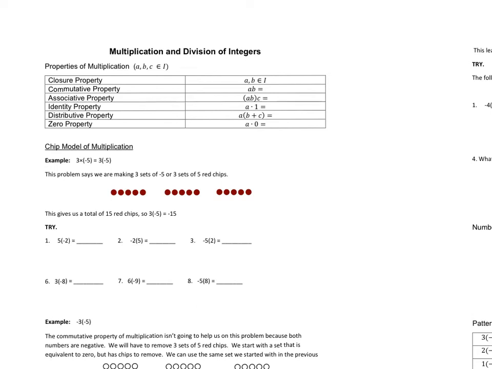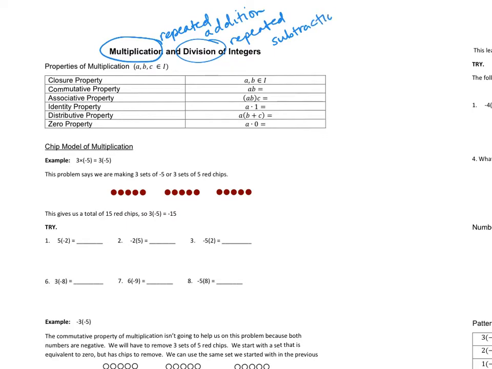Okay, for this section, we're going to look at the multiplication and division of integers. So we've already done addition and subtraction. If you remember that, multiplication is really just repeated addition, and so it's going to behave similar to that. And division is just repeated subtraction. So we're going to use some of what we learned with our adding and subtracting of the integers here.